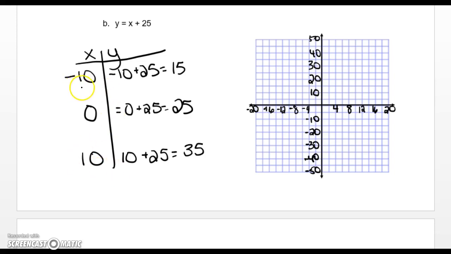So here our first coordinate is X is equal to -10, Y is equal to +15. So I'm going to go over to X is equal to -10, which is right in between -8 and -12, and go up to 15, which is right in between 10 and 20. So there's our first point. Then our next one here is 0 and 25. So X equal to 0 is right at the origin. Go up to +25. And there's our value there. Then we had 10 and 35. Let's go to X equal to +10 up to +35.